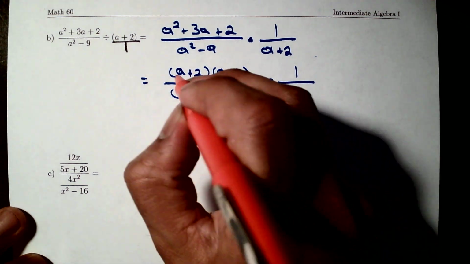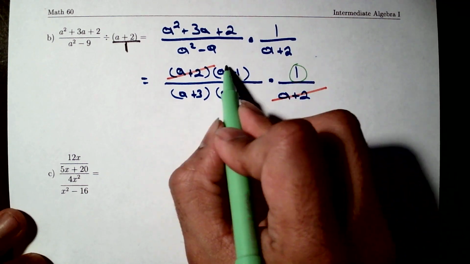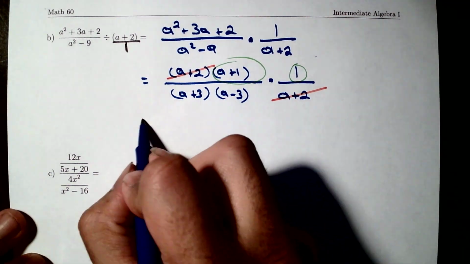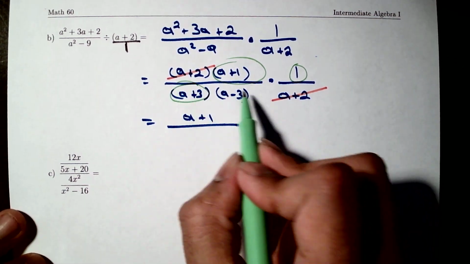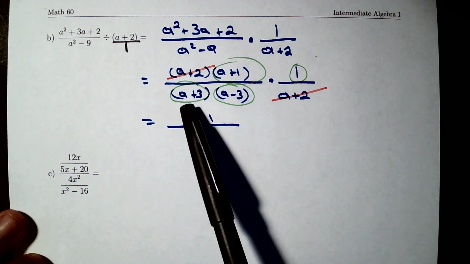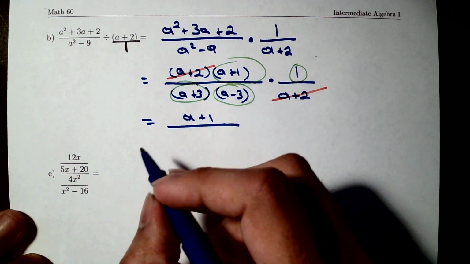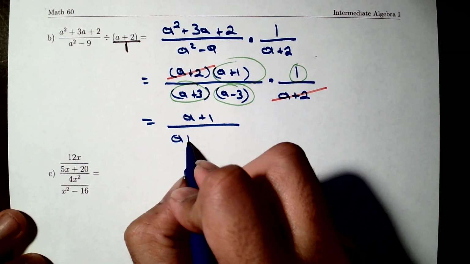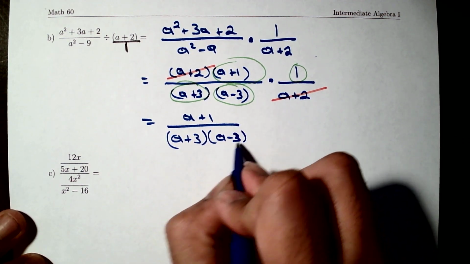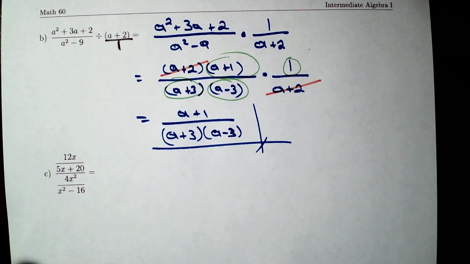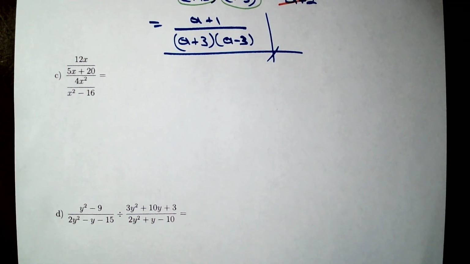So all we do is just divide out, divide out. And in this case, we're going to be left with 1 times a plus 1, which is a plus 1, divided by a plus 3 times a minus 3. Of course, factoring out the difference of squares didn't really help at all. Didn't help at all to simplify this, but we still have to leave it like this in factor form. So it is considered correct. Okay. Final answer. All right. Letter C.